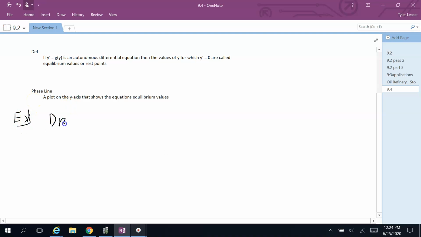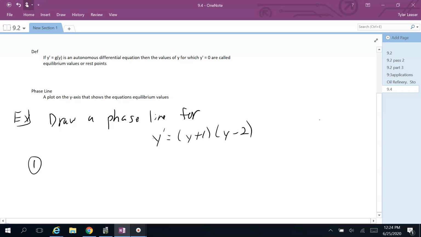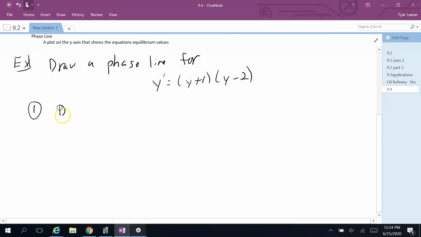So what we want to do is draw a phase line for the differential equation dy/dx, or y prime, is (y plus 1) times (y minus 2). Okay, and again, we'll write steps here. All right, so the first thing that you want to do is just draw a number line. This number line is representing the y-axis.